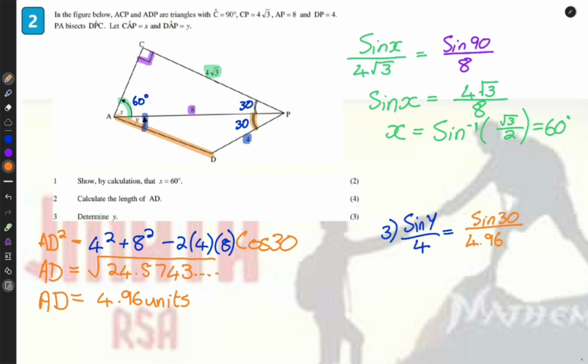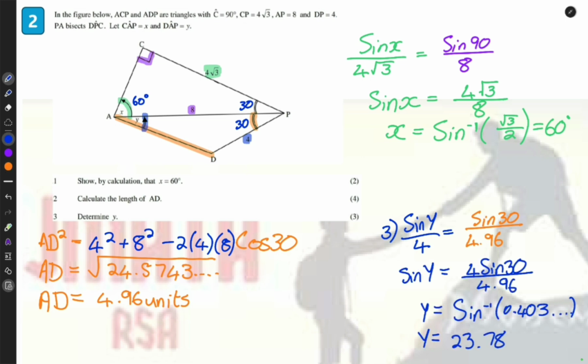So if I set up my sine rule, sine y over 4 is equal to sine 30 over my previous answer. Now, extremely important, guys. They asked me for the length of AD, so therefore I am allowed to use the rounded version. If they didn't, and they just asked me one question for the sum, determine y, I am not allowed to round off because it wasn't a previous answer that I'm using. Please keep that in mind. So many people lost marks because of something so small.